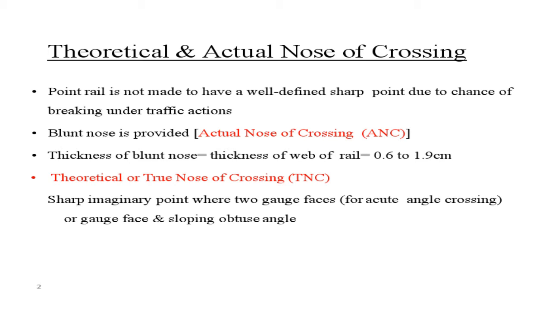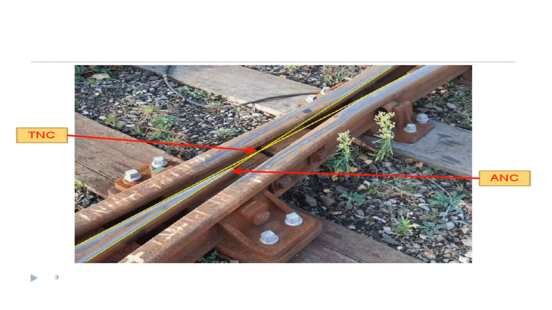I'll show you a photograph which will help you clearly understand which is the actual nose of crossing and which is the theoretical or true nose of crossing. So this is the figure. Here you can see that a blunt nose is made. If you extend the rail, then you will get a sharp point, and this point is known as the TNC, that is the true or theoretical nose of crossing, and the other one is the actual nose of crossing.